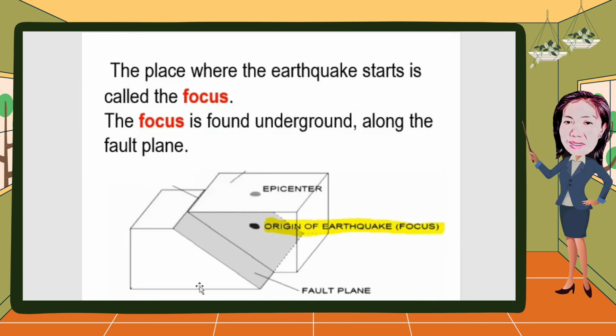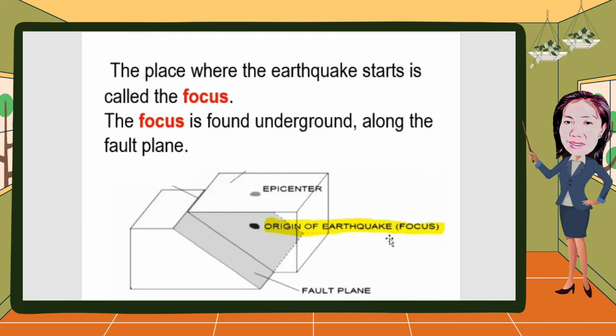Okay. Merong another part which we can identify which very significant in the formation of earthquake. The focus. Okay? What is this focus? The focus is the origin of earthquake. Meaning, this is the location or point where the first movement occur. Yung pinakaunang movement na nangyari sa earthquake. Ang tawag doon is focus.